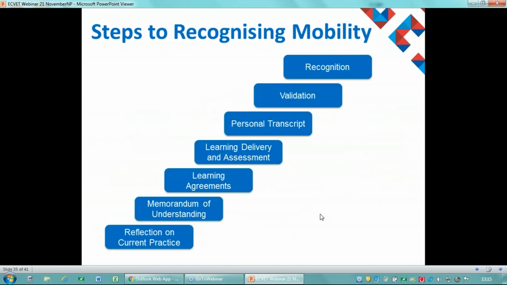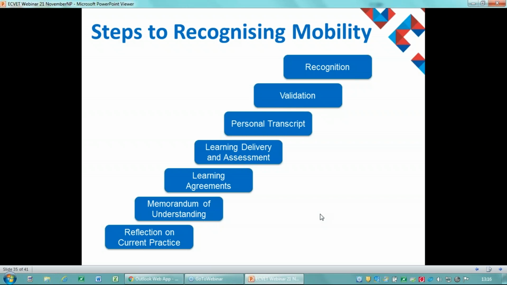So before I hand back to Phil, this is just a quick reminder of the steps that need to be taken to integrate ECVET into your application. We've had a look at an MOU, we've had a look at a learning agreement, and we've touched on Europass mobilities as part of a personal transcript that can be used to record that learning.